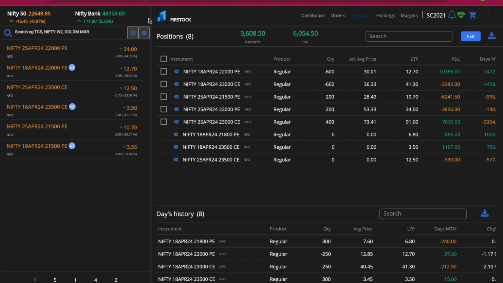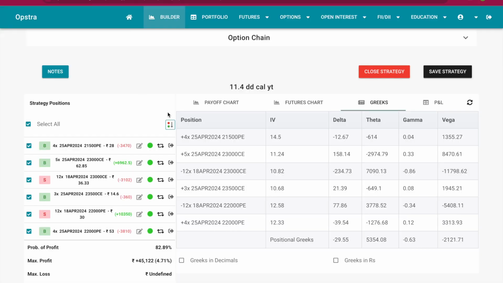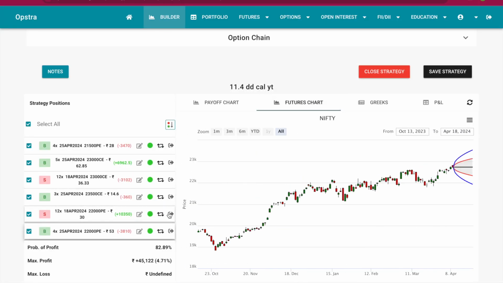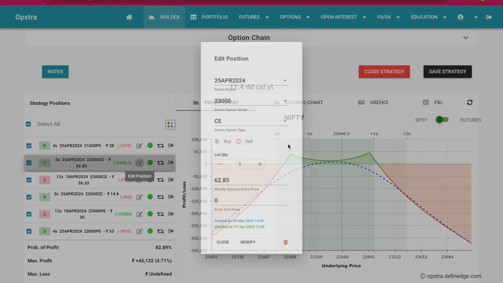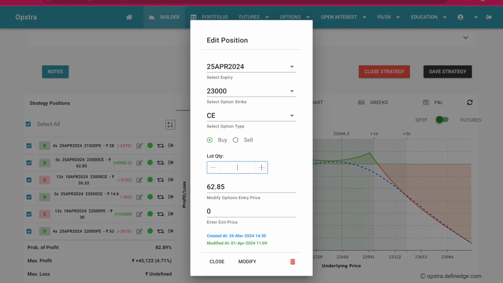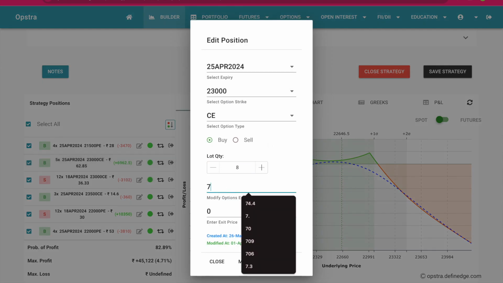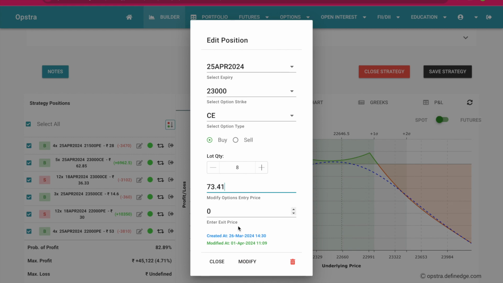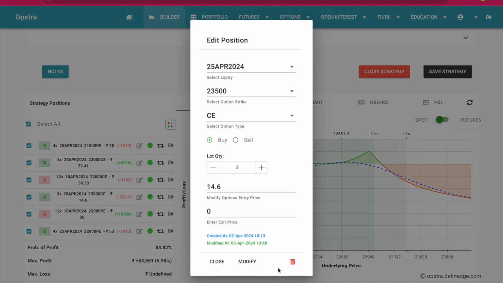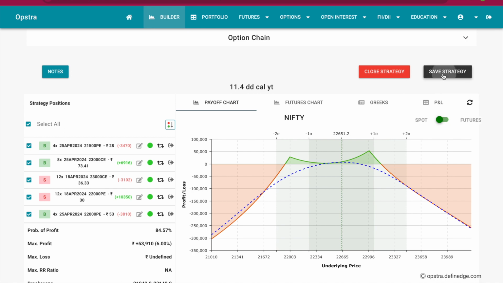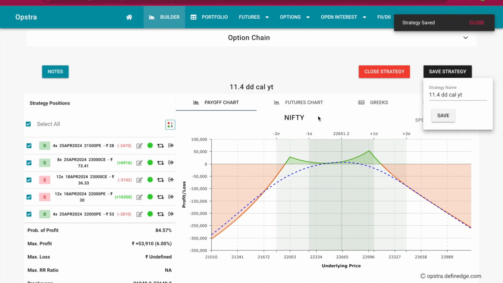23,000 is 400 buy at 73.41. So 73.41 is the buy. 23,000 CE, 448 lots, 73.41, and we can modify this. Now as you can see, if we go to the upper end, the market will increase, and we can directly reduce the 23,500 quantity. Sorry for the disturbance.